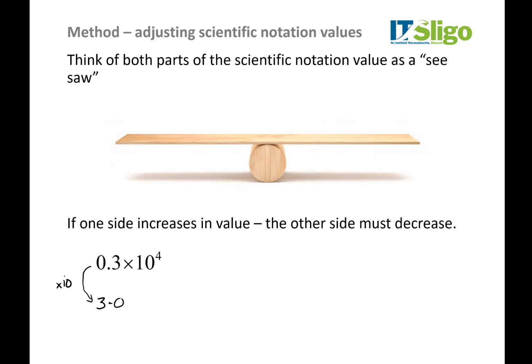So as a result, to keep the number in the same value, this side here needs to get divided by 10 or multiplied by 10 to the power of minus 1. Remember, that's 1 over 10. So we just add minus 1 to the power, and this is the equivalent value. So you don't even need to do this, guys. You can kind of just think of it as a balancing thing. This side has got bigger, so as a result, this side must get smaller.